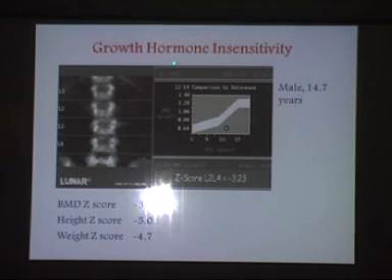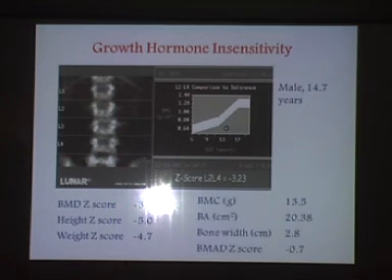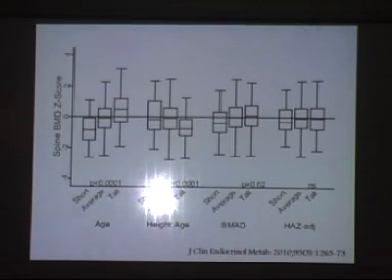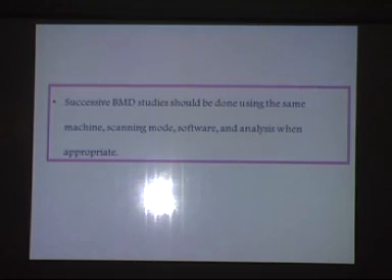Another child with Marfan syndrome who is 14, and his bone mineral density Z-score according to his age is -3.2. When they adjusted it to his height, it dropped to -0.7, so he's completely normal. And this shows us that with correcting to the height, if we use the height age, then short children will have more or less normal bone mineral density.